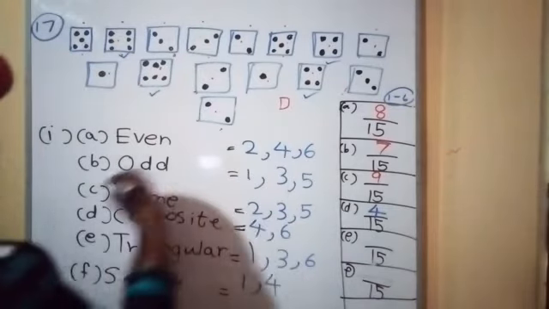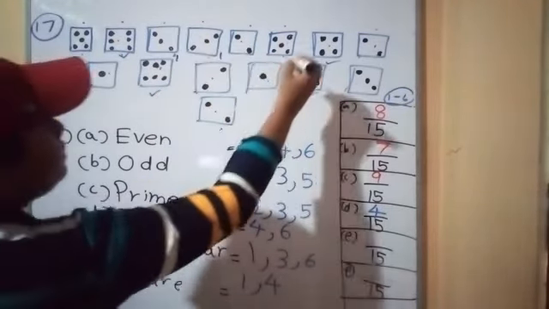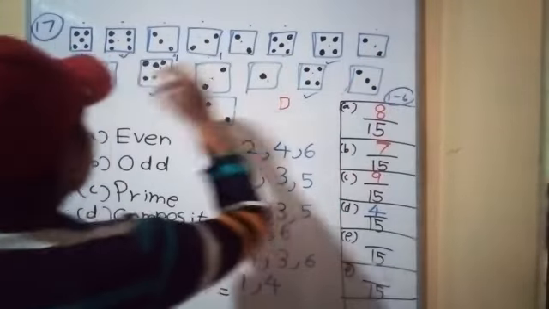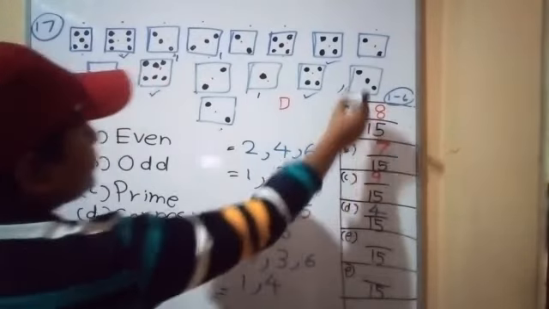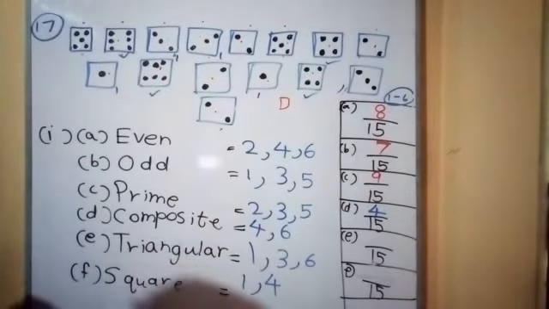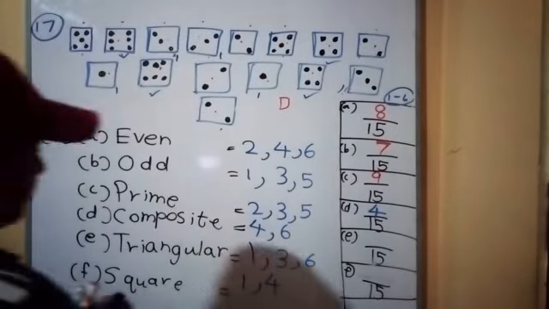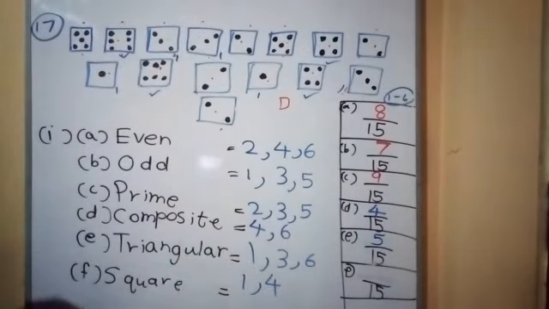Now the triangular numbers 1, 3, 6. How many have 1, 3, 6? 1, 2, 3, 4, 5. 5 have. Yes.